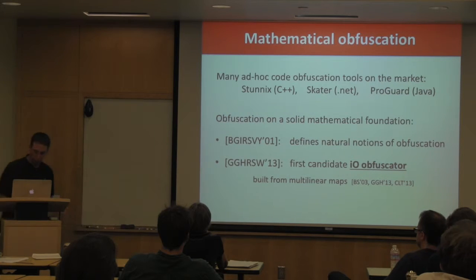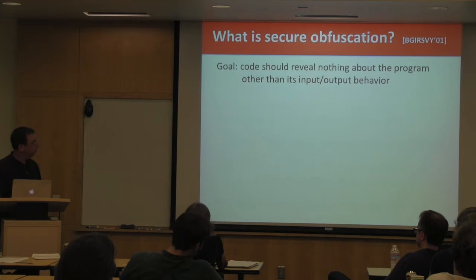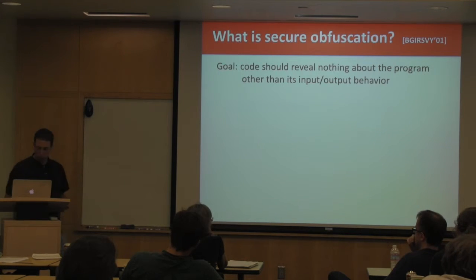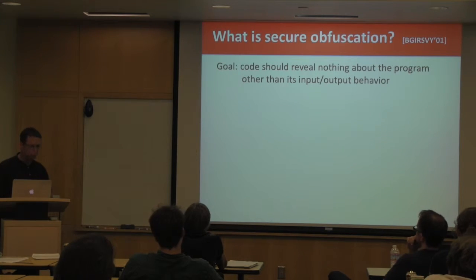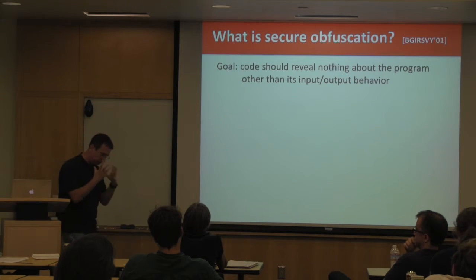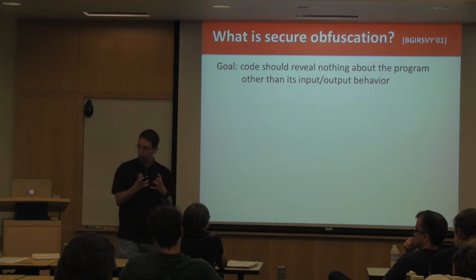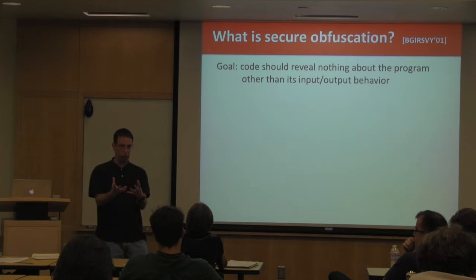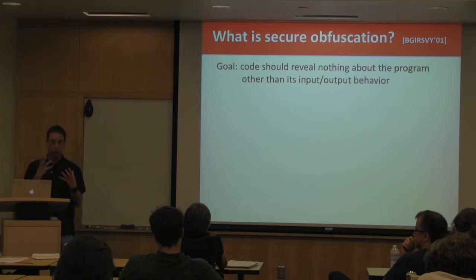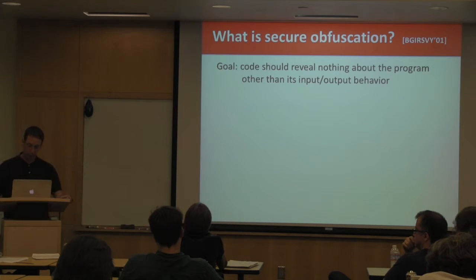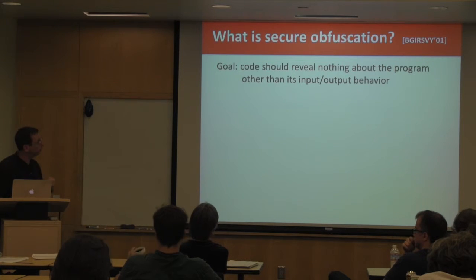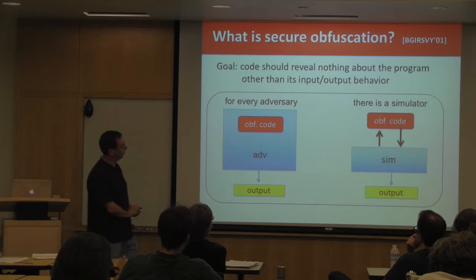Okay, so I want to show you very briefly how these things work. The first thing we have to do is understand what is actually secure obfuscation. If we're going to build something and prove that it's secure, we need to have a definition to say what it is we're trying to build. And it's not so obvious. How do you define what it means to obfuscate code? The first natural definition that comes to mind is what's called virtual black box obfuscation.